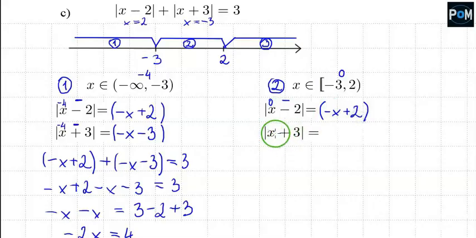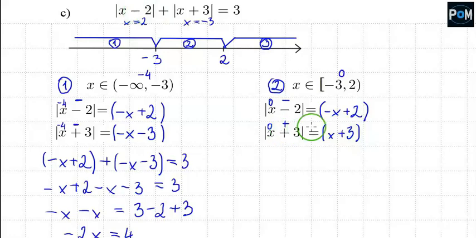Proceeding in exactly the same way with this second absolute value. Instead of x, we're going to substitute number 0. We have 0 plus 3, which is 3, a positive number. So we simply drop this absolute value and no signs will be altered. This is what we are left with, and then we will calculate.